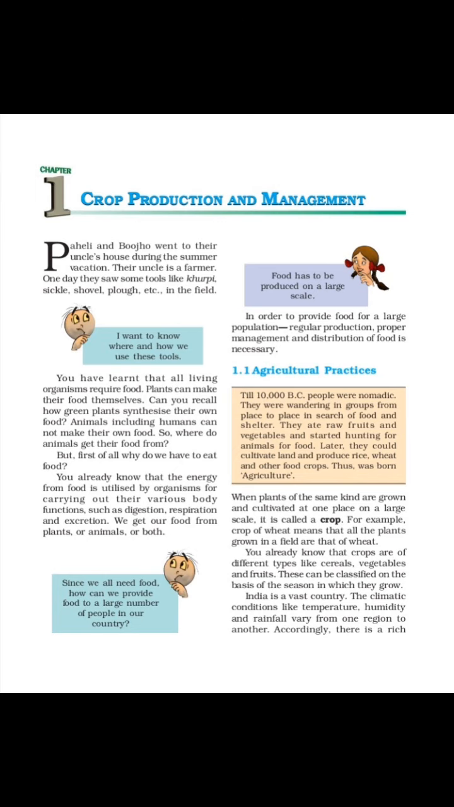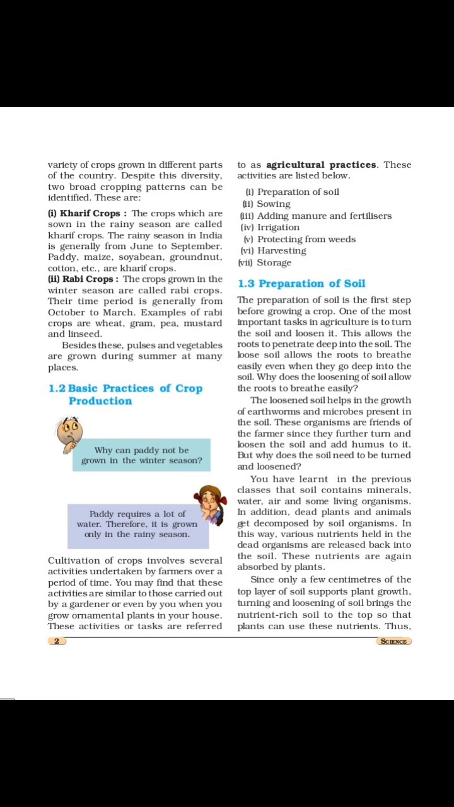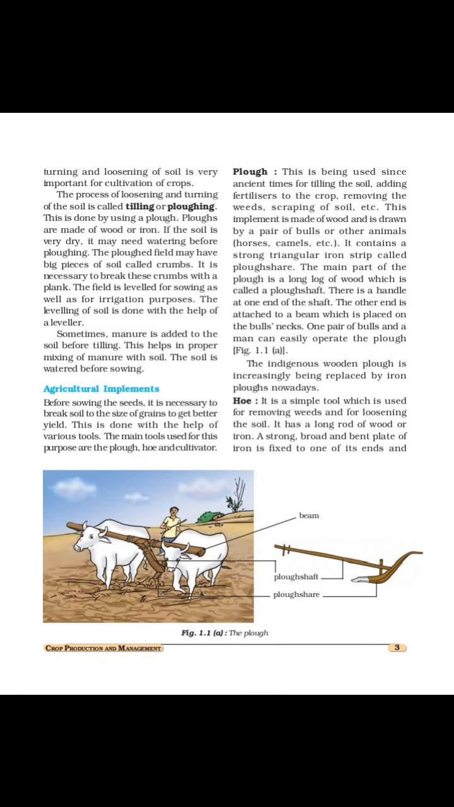Good morning, students. In the last period, we started our first chapter, crop production and management. In that period, we learned about kharif crops and rabi crops and preparation of the soil. Up to agriculture implements we covered. Today we will see the next part of this chapter.